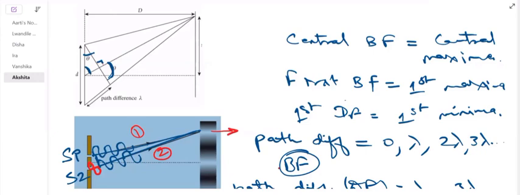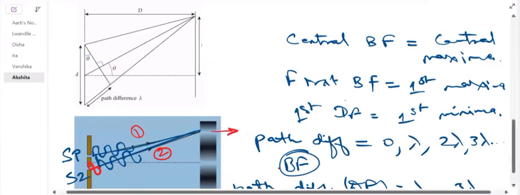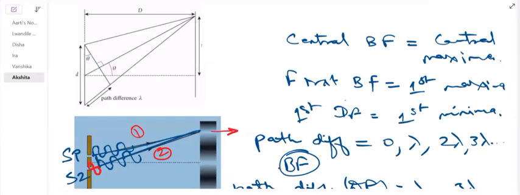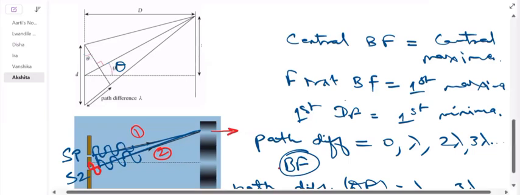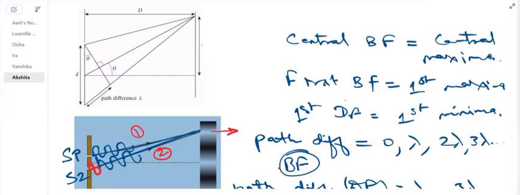Correct? Yes, ma'am. Okay. So similarly, if I calculate this angle and this angle, it will also be theta. Are you getting it? Yes, ma'am. Just check it clearly. Here also I will get theta. Here also I will get theta. Correct or not? Mathematically, I am saying. Yes, ma'am. Okay. So this angle is also theta.